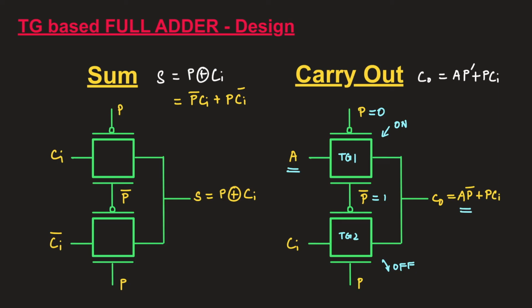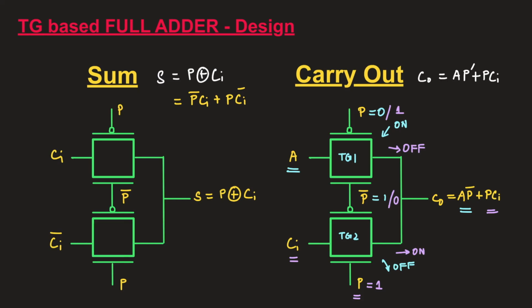Now when I change my control signal to 1, so P becomes 1, P bar will be 0, P becomes 1 here. So therefore what happens, my TG1 will be in off condition and TG2 will be in on condition. When TG2 is on, P will be multiplied with the given input Ci. So therefore we obtain P dot Ci. So this is how we implement any given equation using transmission gate.